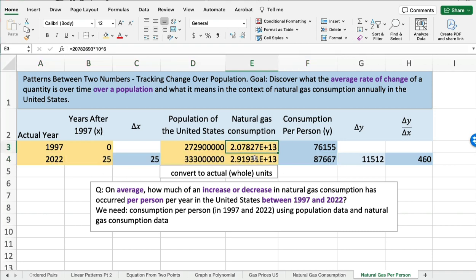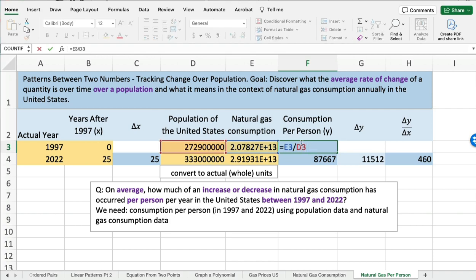Then again, just take a look at our column E real quick. Those are the numbers from the table that we got from the Energy Information Agency. And I actually didn't round those. I actually took the actual number from the table, 207,82693, and that number again is in millions, so I multiplied by 10 to the 6th there. And notice I use the equal sign because you have to do that whenever you're performing a calculation. So those are pretty big numbers, but they're going to be divided by the population. So we're going to get more manageable numbers over here in column F anyway.